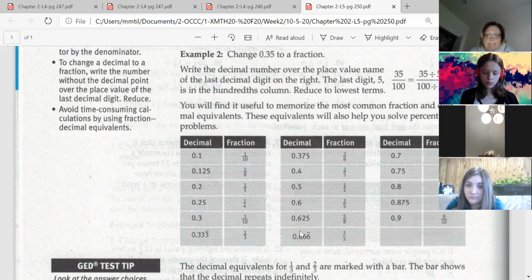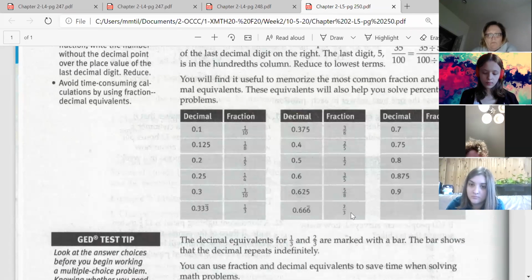2/3 is just like 1/3, but it's double. Again, you could put that line right over the first 6 if you wanted to. 7/10, 3/4, 4/5, 7/8, and 9/10. You should get to the point where you do know these. You shouldn't have to calculate them, but anyway, that's a starting point. But you can certainly take a calculator, divide the numerator by the denominator and get the decimal, right?